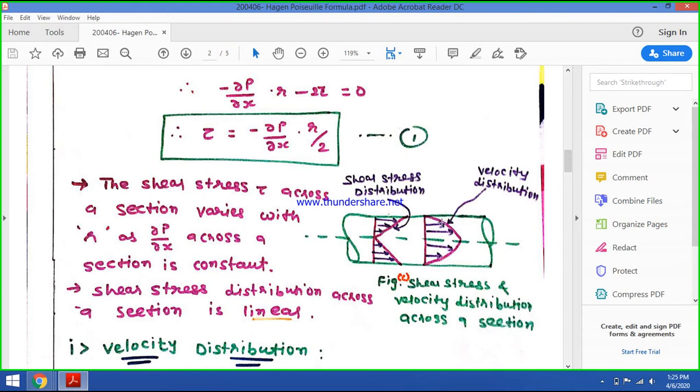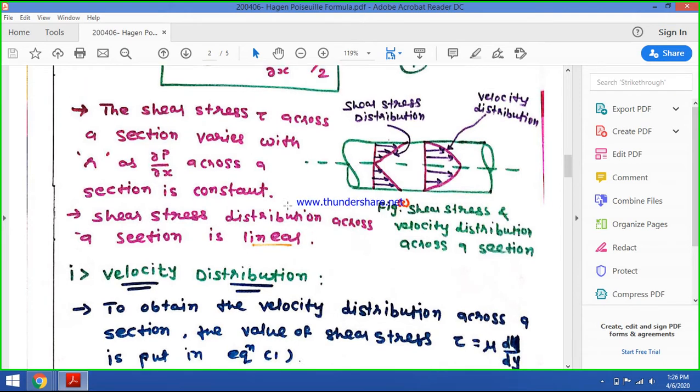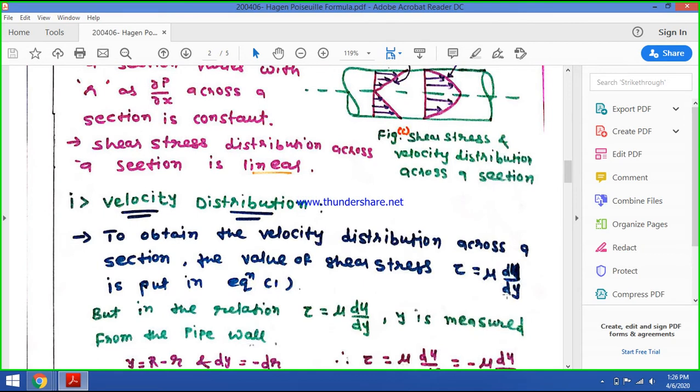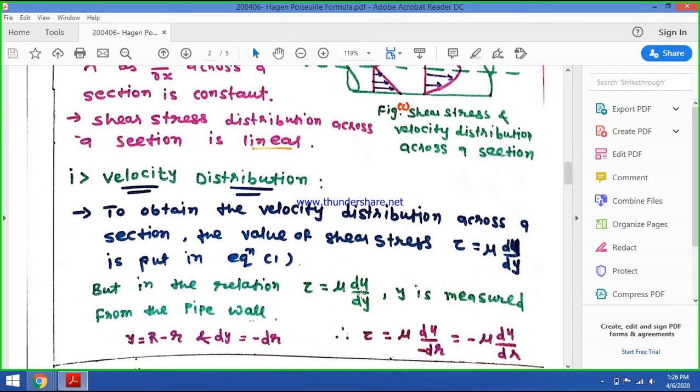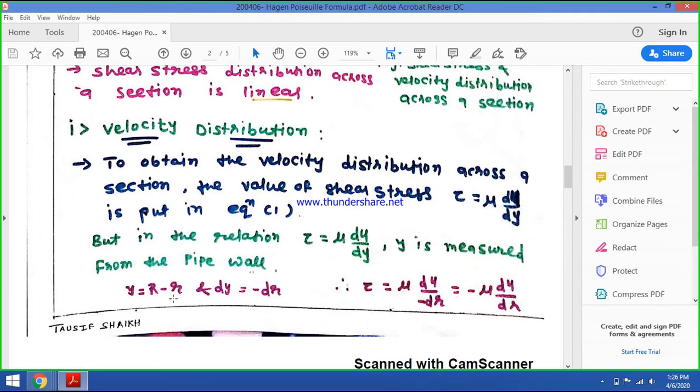Similarly, next we have to find out the velocity distribution. To obtain the velocity distribution across a section, the value of shear stress tau is equal to mu du by dy, put in equation number 1. In equation number 1 we have to put the value of tau, which is nothing but mu du by dy. But in the relation tau is equal to mu du by dy, y is measured from the pipe wall. So y is capital R minus small r, and you will get dy is equal to minus dr. So put minus dr instead of dy.